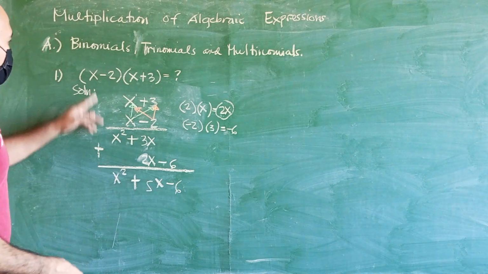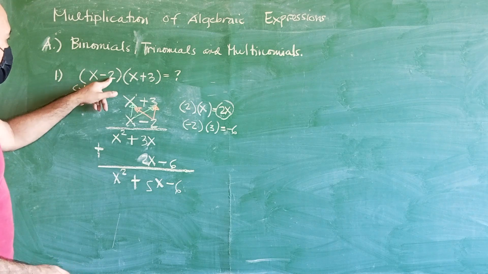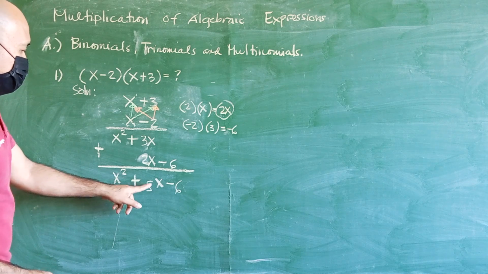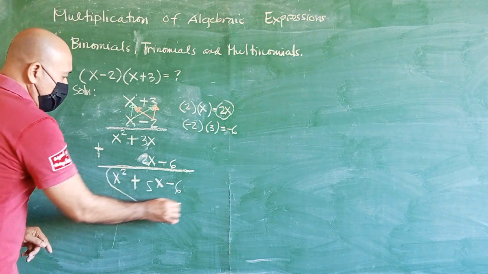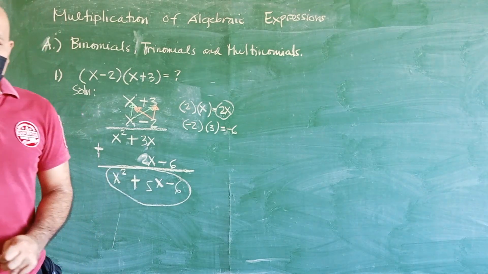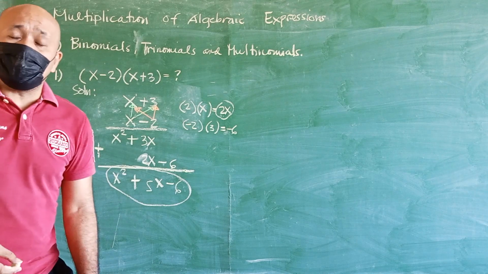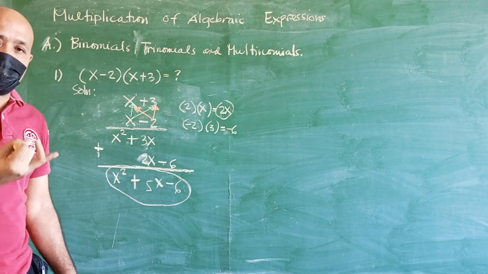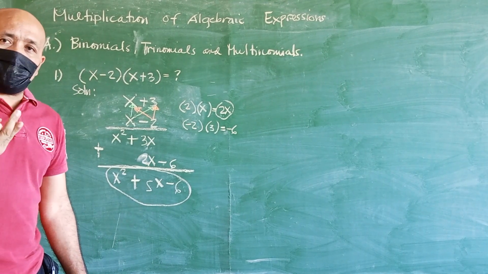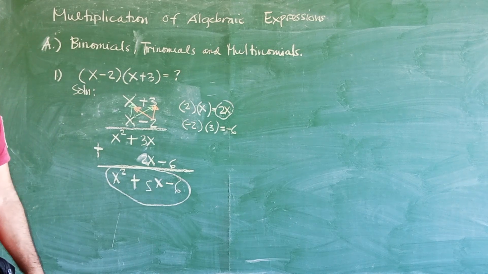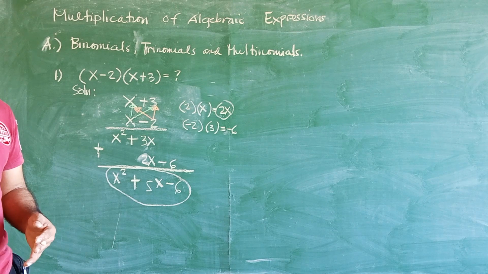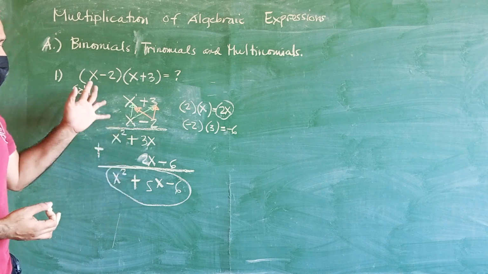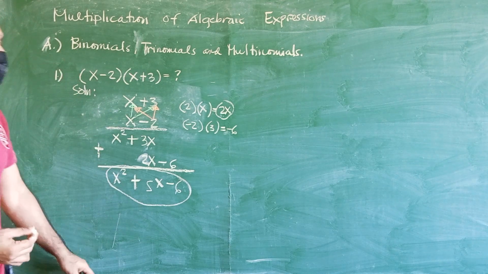So the final answer: when we multiply the quantity of x minus 2 times the quantity of x plus 3, the product is x raised to the power of 2 plus 5x minus 6. So this is your answer. So as simple as that. The only thing that you need is to master the basic part of multiplication: the multiplication of constant and variables, multiplying unlike variables, multiplying the same variables, and multiplying monomials. All of those basic parts of multiplication, you can apply here for this part of the multiplication.